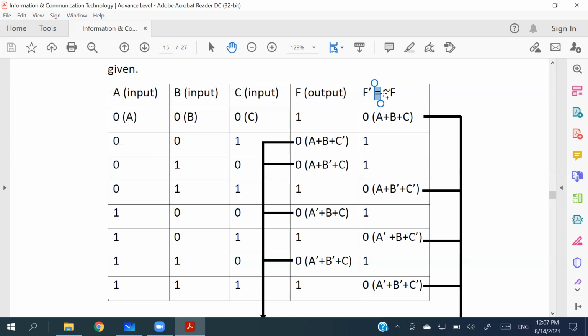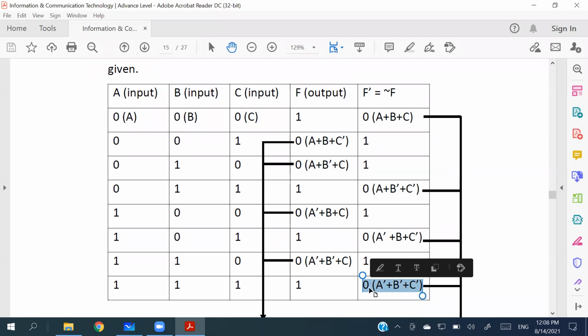Okay, so writing the F bar is easy, we know it, right? So we just convert the 1 of the output into a 0. So 1 becomes a 0, 0 becomes a 1, this 0 becomes a 1, this 1 becomes a 0, this 0 becomes a 1, and this 1 becomes a 0, and this 0 becomes a 1, and this 1 becomes a 0, right? So it is easy.